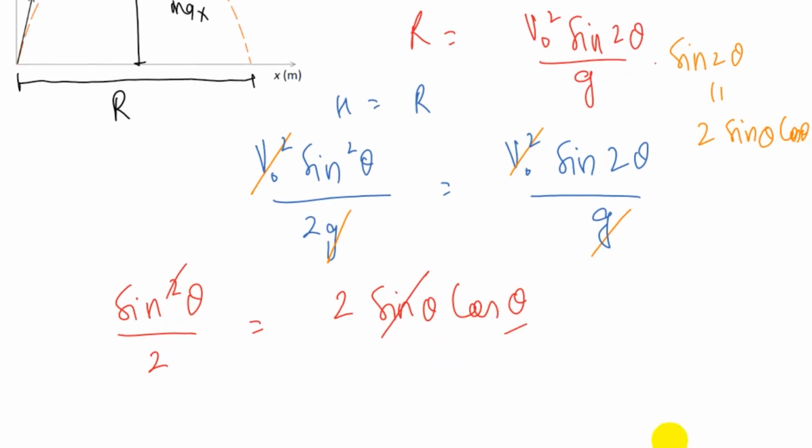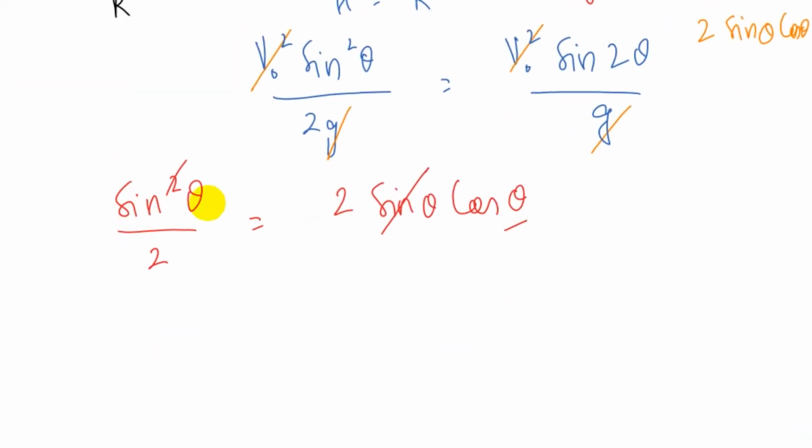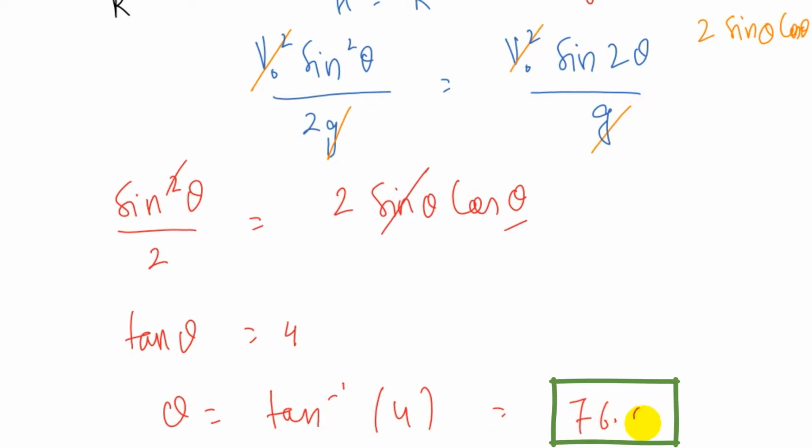And cosine theta I can take to the left side. So sine theta over cosine theta is tangent theta, and this 2 I can take to the right side, so it would become 4. Now from here, theta would be tangent inverse 4, and use your calculator to find this value, and it comes out to be nearly 76.0 degrees. So this is the required answer. That is, if you throw the projectile at an angle of 76 degrees, then the range and the maximum height attained by the projectile will be the same.